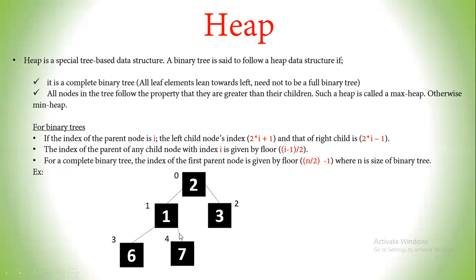This is a complete binary tree. Why? Because if you divide this binary tree into 2, you can see that its elements lean towards the left, and it need not necessarily be a full binary tree. So it is a complete binary tree. And we'll check each of them one by one.